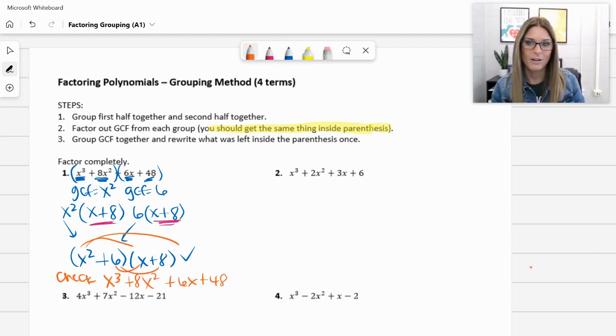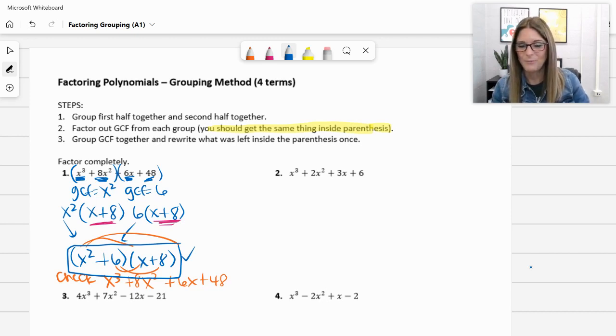Is that our original problem? Yes. I know, wild, huh? So here is your factored form. I'm putting it in a box. The x squared plus 6 times x plus 8 is factored form for number 1.